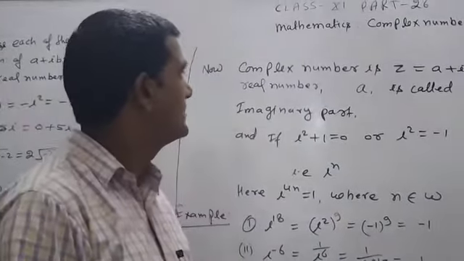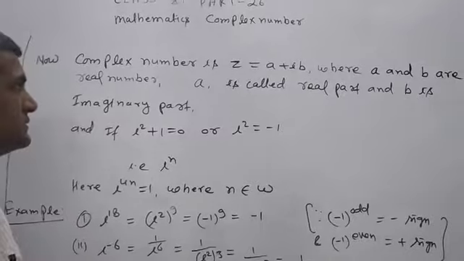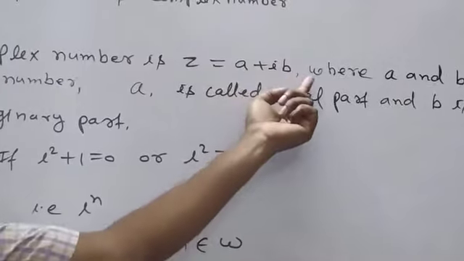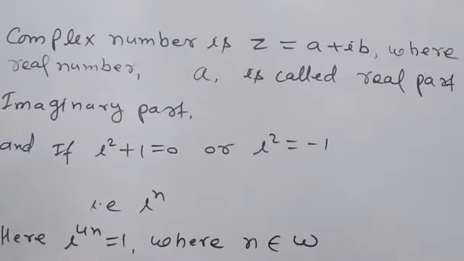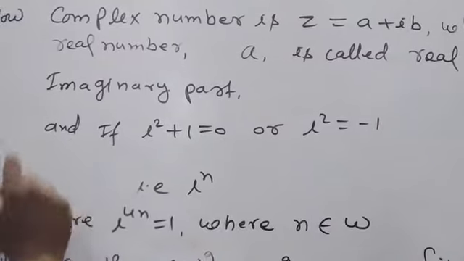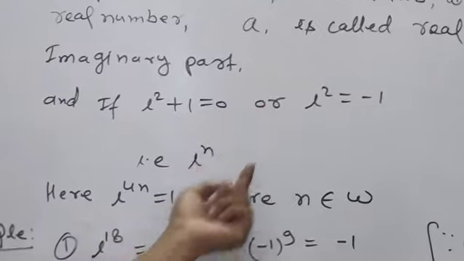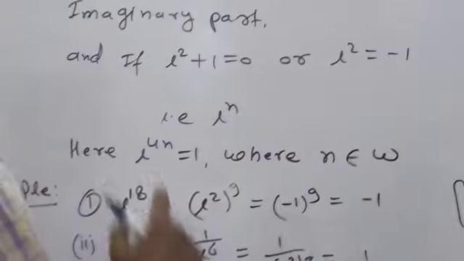Good. In this video, I am going to explain about complex number. Now, complex number is z is equal to a plus ib, where a and b are real numbers, and a is called real part and b is called imaginary part. And if i square plus 1 is equal to 0, then from this equation we can write i square is equal to minus 1. Clear?